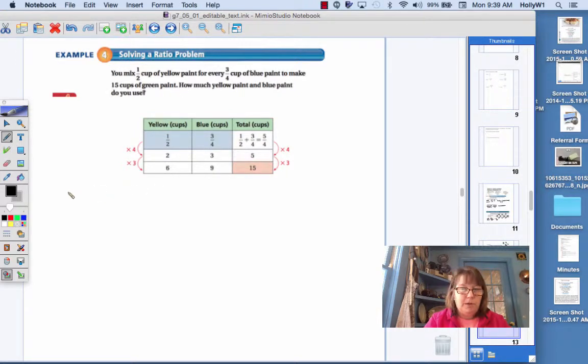So in the first method, you can draw this table out.